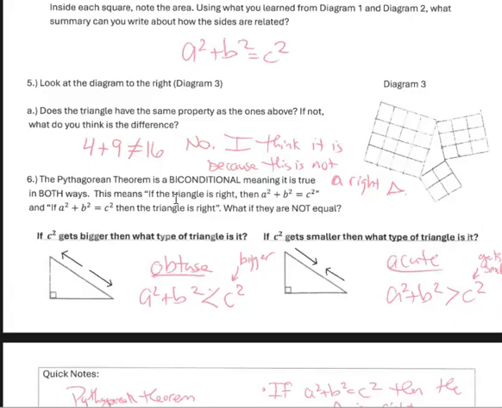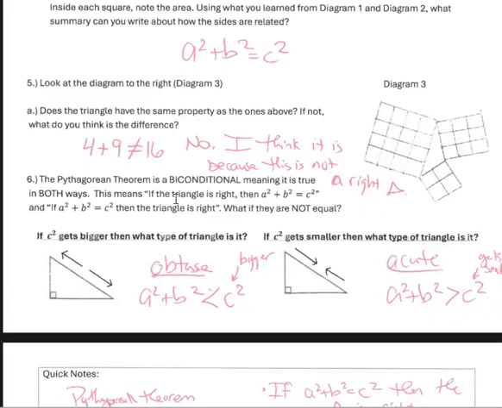What if they're not equal? So the first question is, what happens if the c squared part was bigger? The only way c squared could get bigger is if c got bigger. Now imagine a right triangle, as I showed here, but c is getting bigger. What do you end up getting? An obtuse triangle. So on this one, you can see that when c gets bigger, the right triangle becomes obtuse. So if you look at a squared plus b squared and it's smaller than c squared, then it is actually going to be an obtuse triangle.